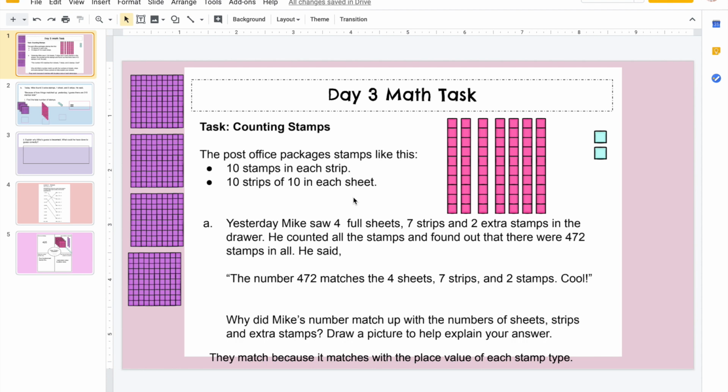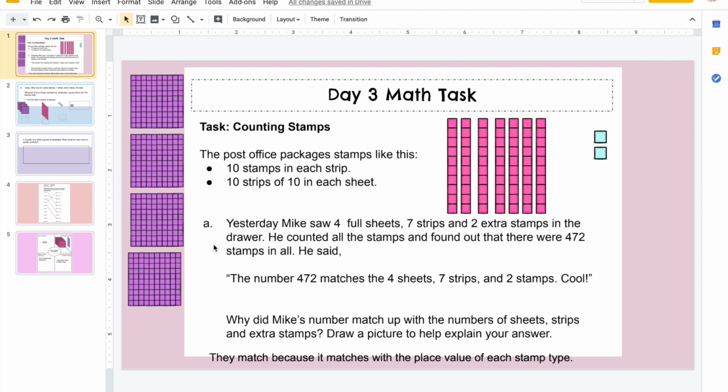So let's go ahead and get started. Our task today is going to be counting stamps. The post office packages stamps like this: 10 stamps in each strip, 10 strips of 10 in each sheet. So we're dealing with strips, stamp strips, and then sheets of stamps. So let's go ahead and move on to part A of the math task.